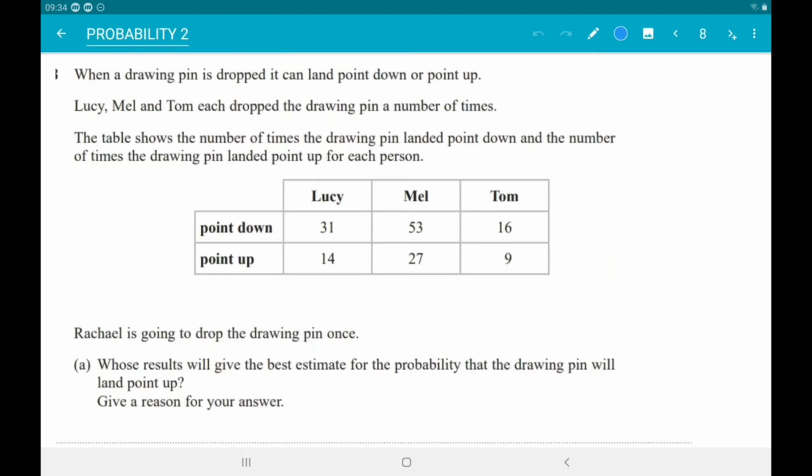Question. When a drawing pin is dropped, it can land point down and point up. Lucy, Mel and Tom each drop the pin a number of times, and we have the results in the table. Rachel is going to drop the pin once. Whose results give the best estimate for the probability the pin will land point up? Again, we need to know who dropped the pin the greatest number of times.